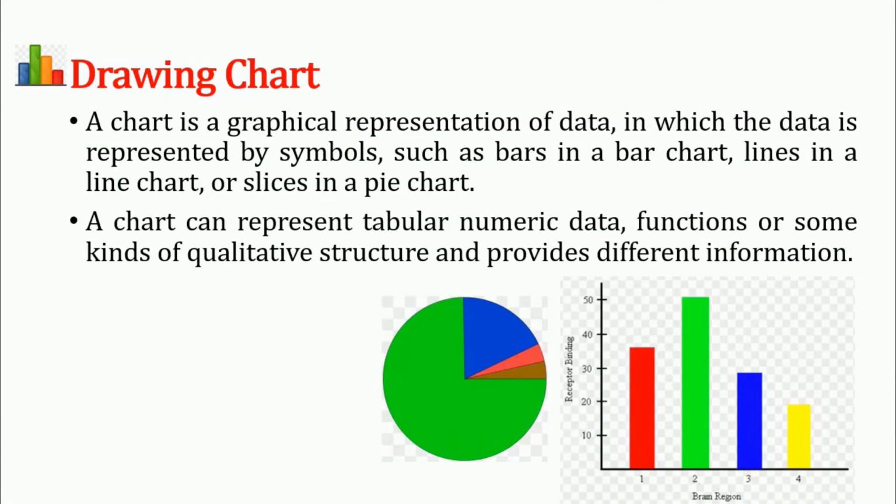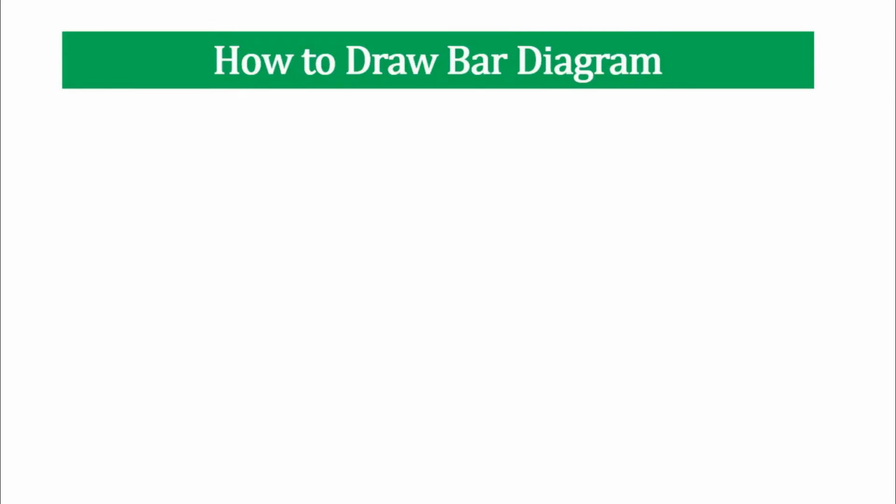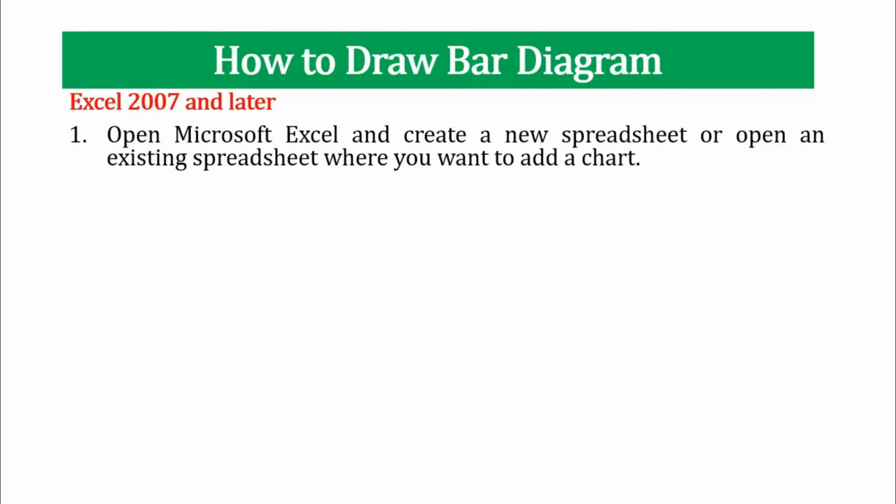Drawing chart. A chart is a graphical representation of data, in which the data is represented by symbols, such as bars in a bar chart, lines in a line chart, or slices in a pie chart. A chart can represent tabular numeric data, functions, or some kinds of qualitative structure. Now see how to draw a bar diagram. In Excel 2007 and later versions, you need to follow this procedure.